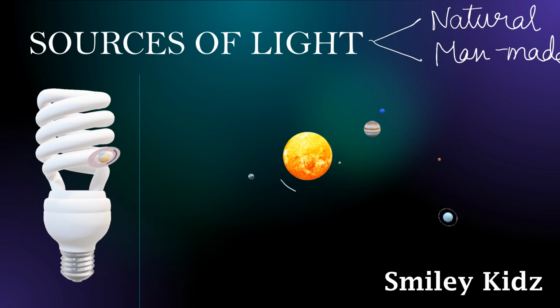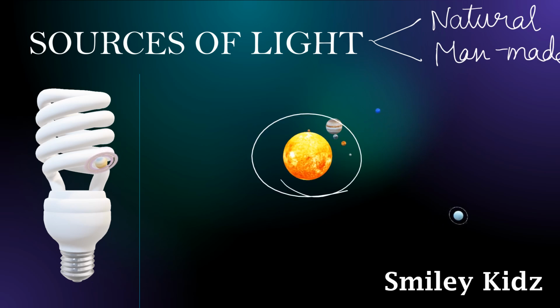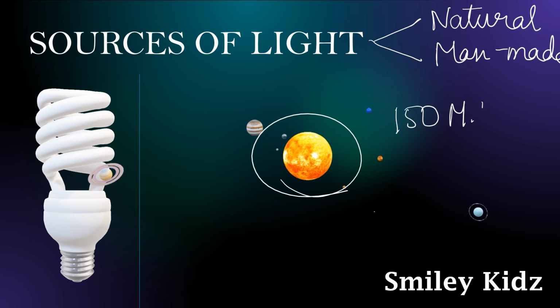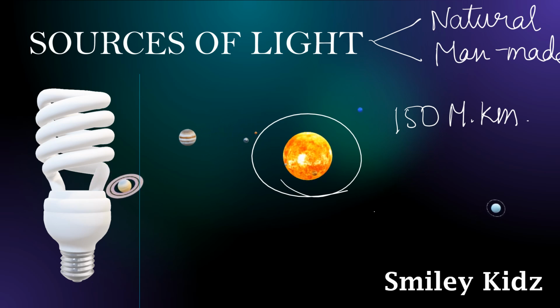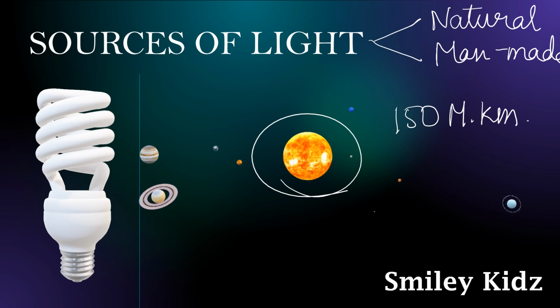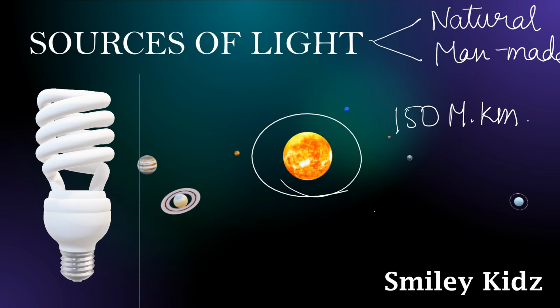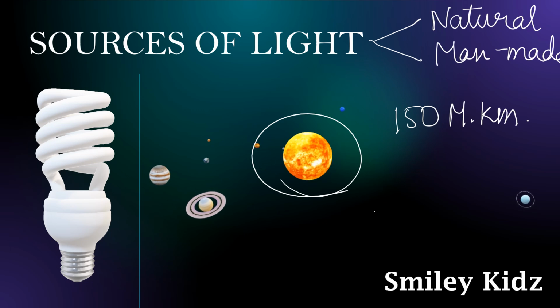We all know that the sun is the chief natural source of light for us. The sun is about 150 million kilometers away from the earth, but it is powerful enough to make the earth bright at daytime. The innumerable stars that we see in the night sky are also examples of natural sources of light.